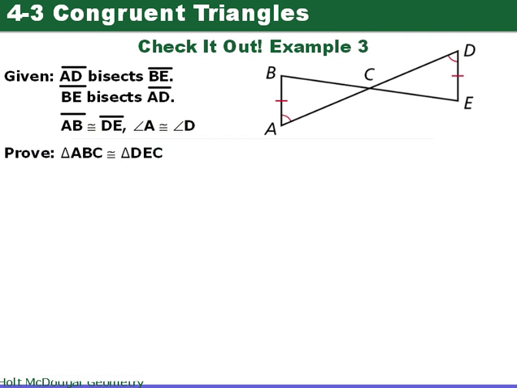All right, it's your turn. Given that AD bisects BE, so AD cuts BE in half, and BE bisects AD, so this one cuts AD in half, and you're also given that AB is congruent to DE, and the tick marks are already up there for you. And angle A is congruent to angle D. Those congruence marks are up there. You need to prove that triangle ABC is congruent to triangle DEC. Keep in mind you've got vertical angles in there. That might come in handy. I bet it will. Bisect, think midpoint.